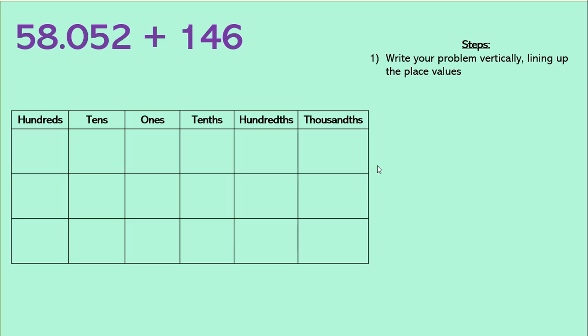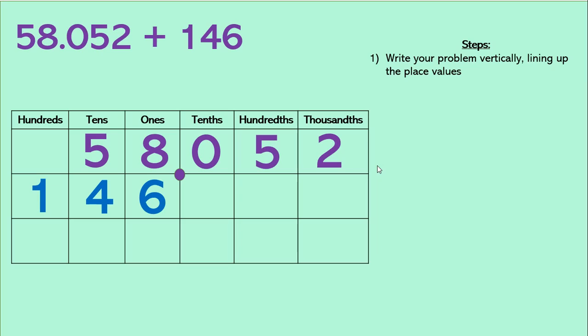Now let's try by adding 58 and 52 thousandths plus 146. The first thing we're going to do is line up our problem vertically, which means one on top of the other, making sure to line up our place values. I'm going to use the place value chart again. I have 58 and 52 thousandths and 146.